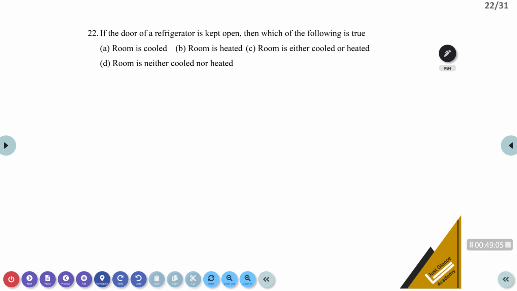If the door of the refrigerator is kept open, the room is always heated. I told you it's a conceptual question, because the work has to be more here. Normally, when you are driving the car with the AC on, if all the windows are open, the work done by the engine will always be more. That's why we close all the windows.